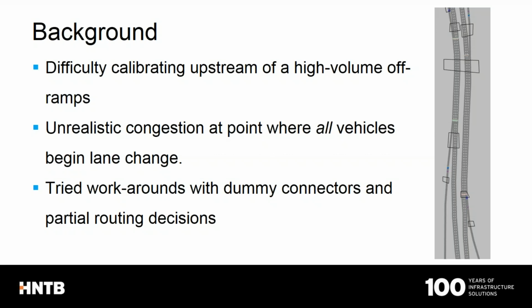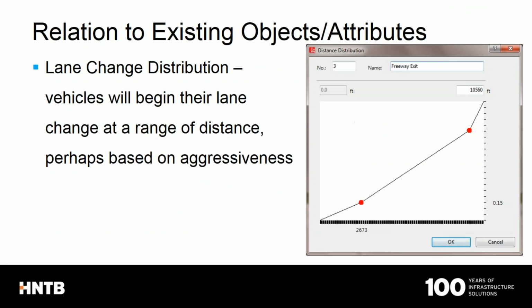I've tried throughout the years some workarounds by putting dummy connectors into the network and routing certain percentages of my vehicles through these dummy connectors to try to spread out the lane changing. But I had another thought on maybe a better way to do that. Currently in Vissim, there are already several distributions out there.